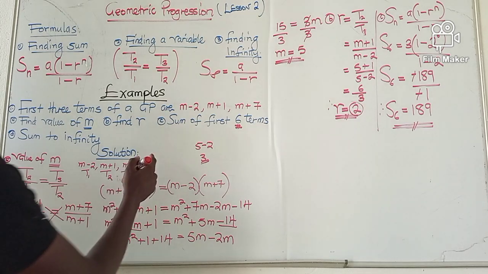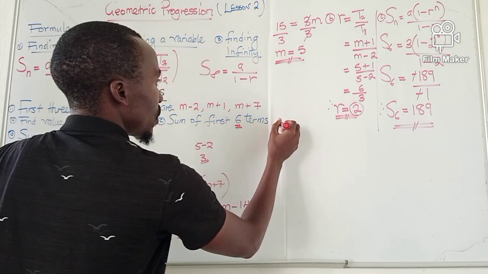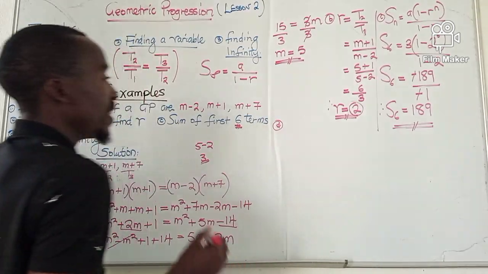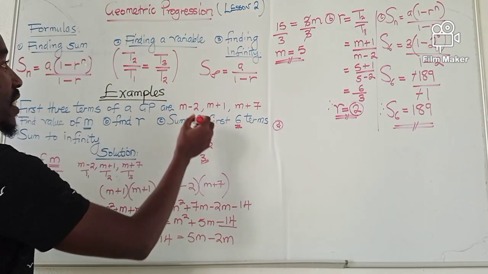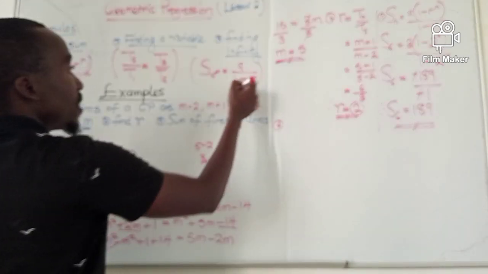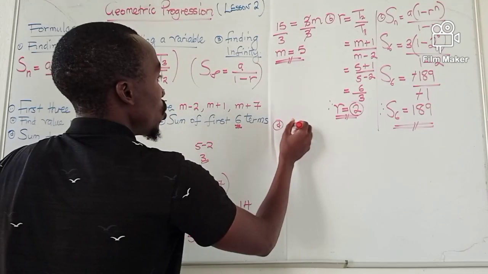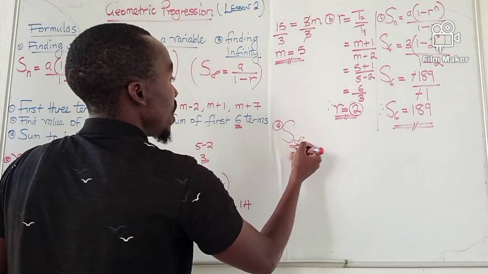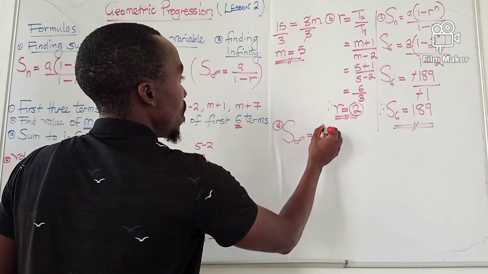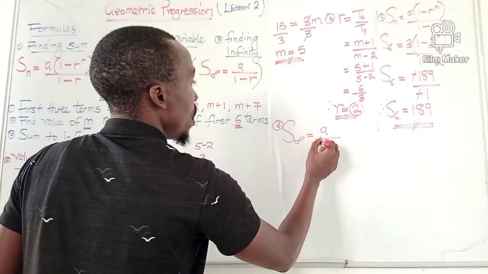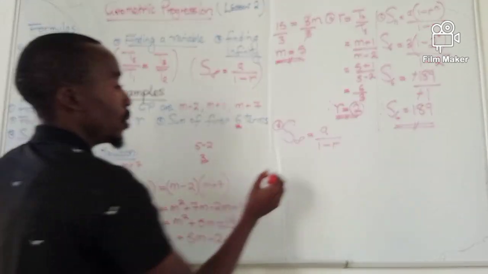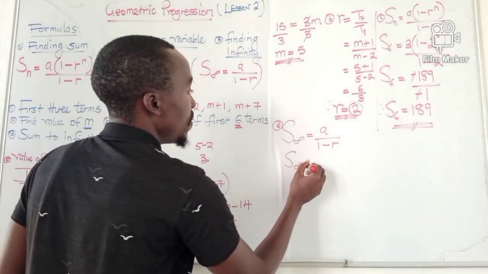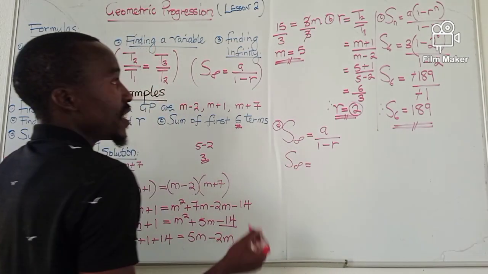Let us move. We go to D. D, we are being told to find the sum to infinity. Okay? So sum to infinity, this is our formula. This is the formula for sum to infinity. So we say sum to infinity. This is the symbol for sum to infinity. Say the first term, which is A, over 1 minus the common ratio.